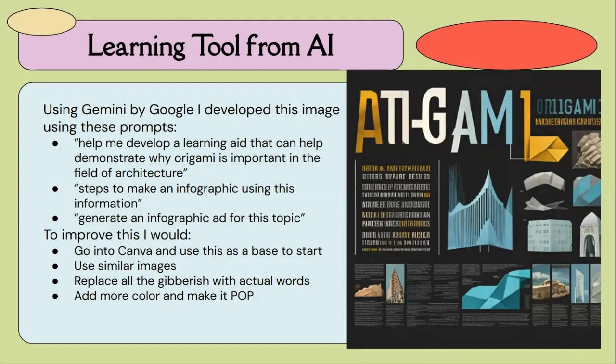As you can see, the ad is kind of weird, but that is an AI generated image, so it's bound to be. So here are some steps that I would use to improve this. First, I would go into Canva and use this as a base to start another ad. It has some pretty interesting photos. I might change some of them.